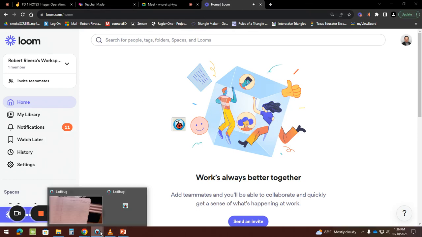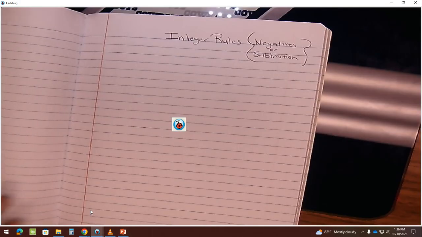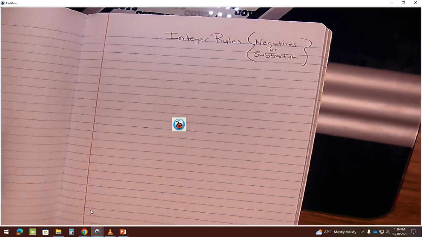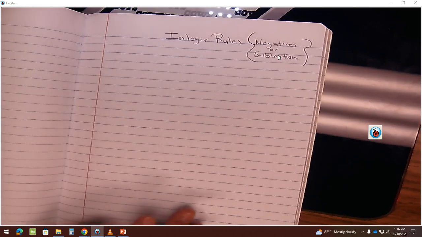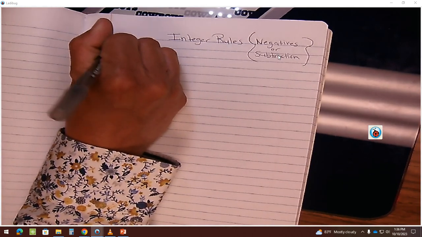Okay, so today on your notes journal, we're going to start learning about the integer rules, which are your negatives or subtraction. Whenever you're dealing with negatives or subtraction, I want you to think of integer rules. So here comes rule number one.